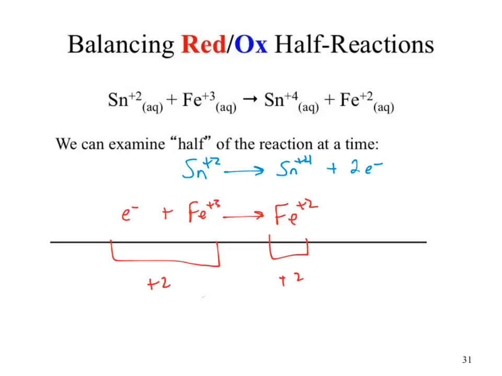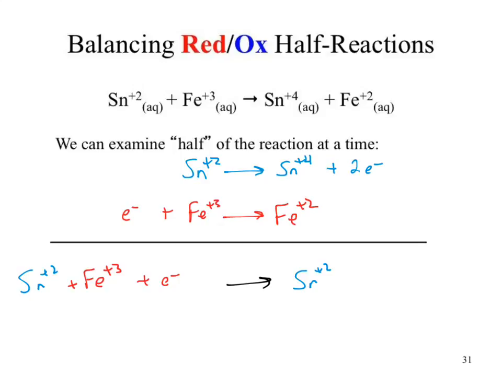So now what do we do with this information that we've split these into our half reactions and we make sure our half reactions are individually balanced? Exactly right. We'll smush them together. Okay? So on the reactant side of the equation, what do I have? I have tin plus 2. What else do I have? Iron plus 3. What else do I have? Plus an electron.